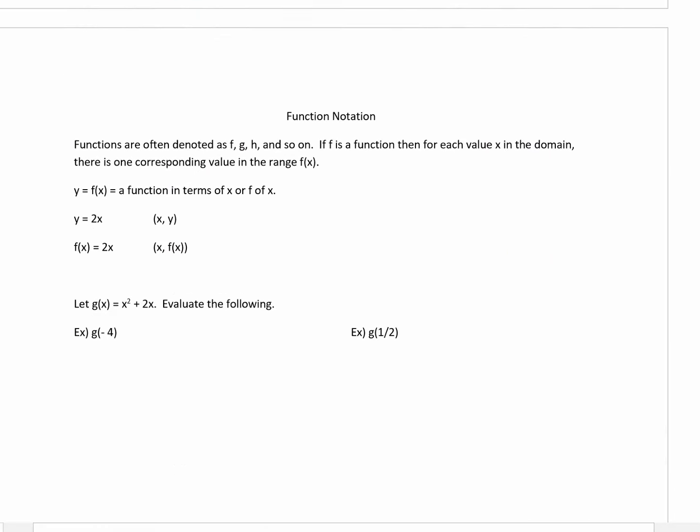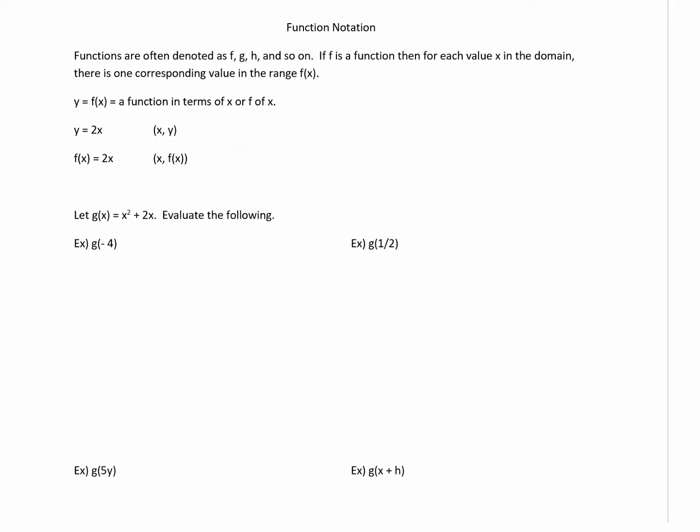Okay, so the other topic I want to talk about in this video is what is called function notation. So functions are often denoted as f, g, h, and so on. If f is a function, then for each value x in the domain, there is one corresponding value in the range, f of x. So for an example, y equal to f of x means a function in terms of x, or we refer to it as f of x. Okay. So f of x is the range. The x inside here is what is referred to as the domain.